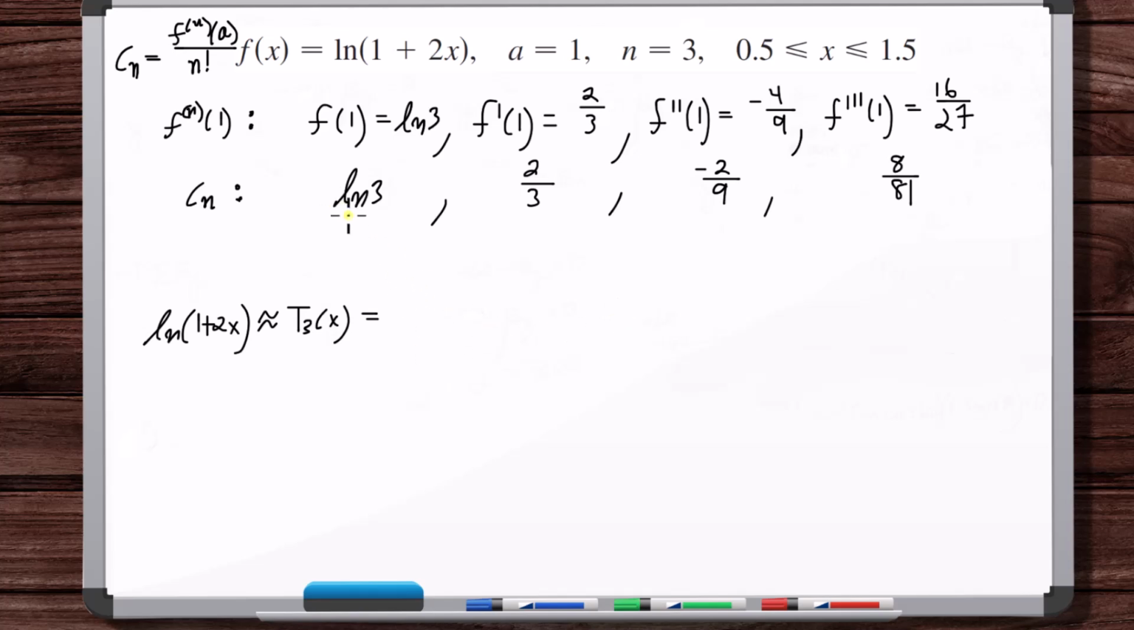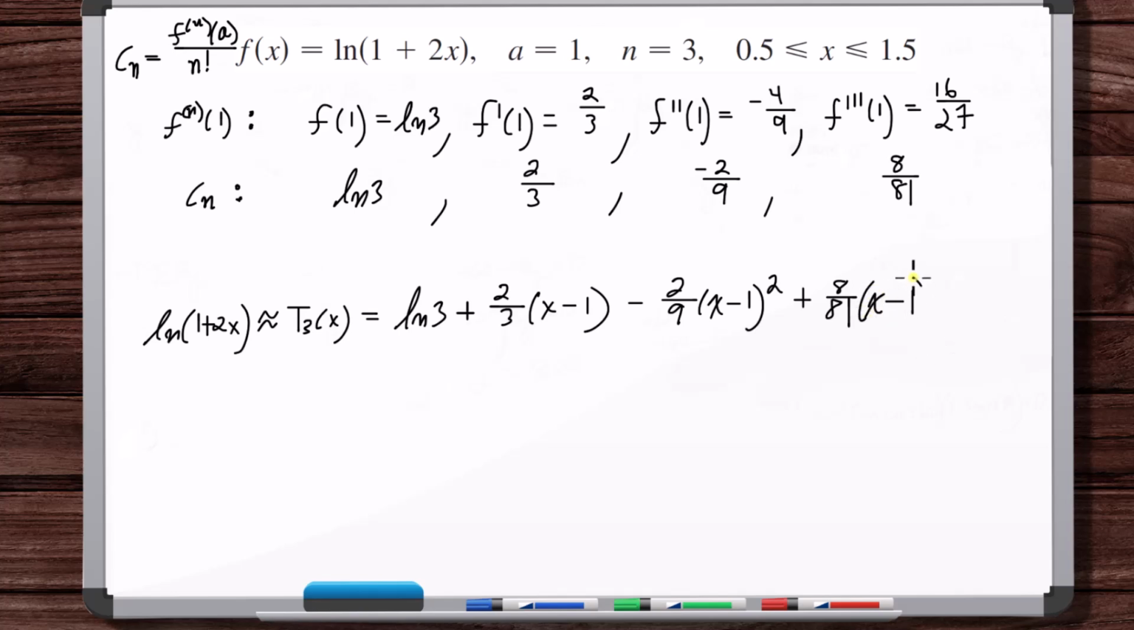The first term is the coefficient times (x minus a) to the 0, so it's just natural log of 3. Plus we've got 2/3 times (x minus the center point) to the first power. Then minus 2/9 times (x minus the center point) to the second power, and then plus 8 over 81 times (x minus the center point) to the third power. And there it is.